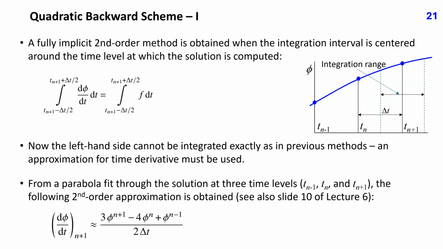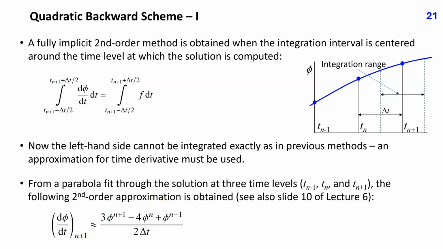Another possibility to use the midpoint rule to approximate the time integral of the function f is to perform integration over an interval centered around the time level Tn plus 1, as indicated in this figure and by this equation. Now the left-hand side cannot be integrated exactly as in previous methods. An approximation for time derivative must be used. From a parabola fit through the solution at three time levels Tn minus 1, Tn, and Tn plus 1, the following second-order approximation is obtained.